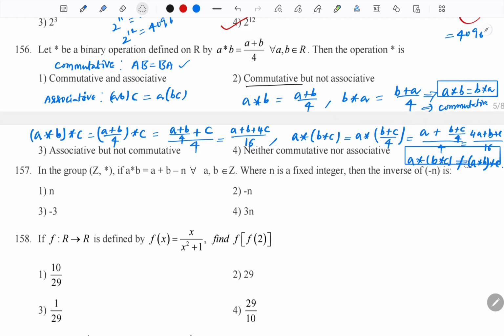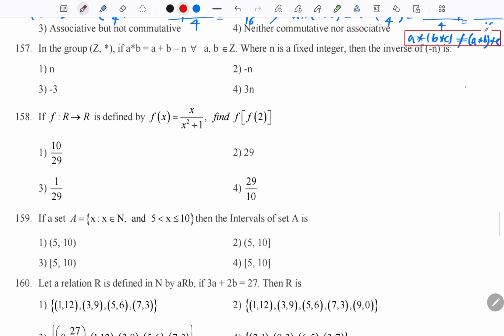Give me a moment. So from this given binary operation, it is satisfying commutative but need not be associative. So which one is the correct answer? Commutative, associative, commutative but not associative. So option number 2. Now see the next question.